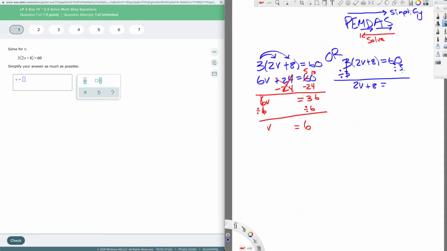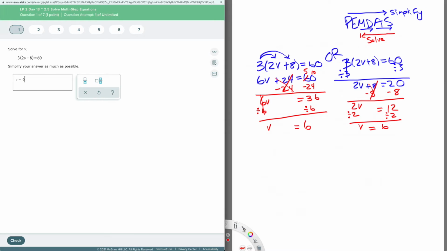3 gives me 20. Now I still have to go through and solve. So I'd still have to subtract 8 from both sides. 2v, 8 minus 8 cancels. 20 minus 8 gives me 12. And I divide by 2, divide by 2. V equals 6. So it really didn't save me any steps there. I still had to go through and do the same number of steps, really. It just kind of depends on your preference and whether or not you notice that's an option. So I just wanted to bring it up since it's kind of the first one that came there. But either way, I get 6.